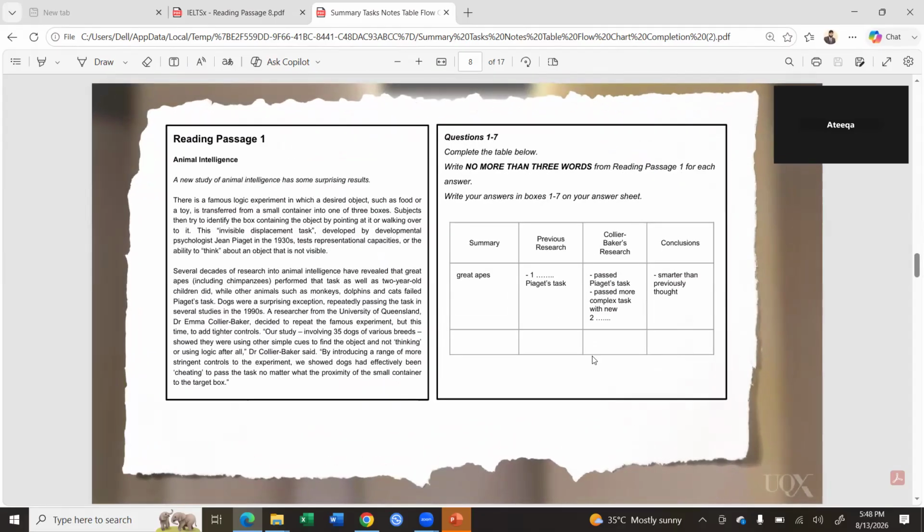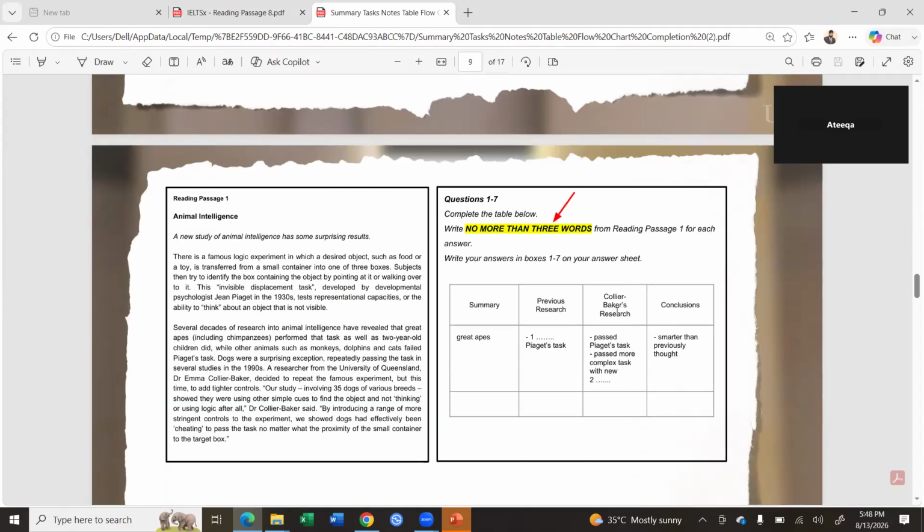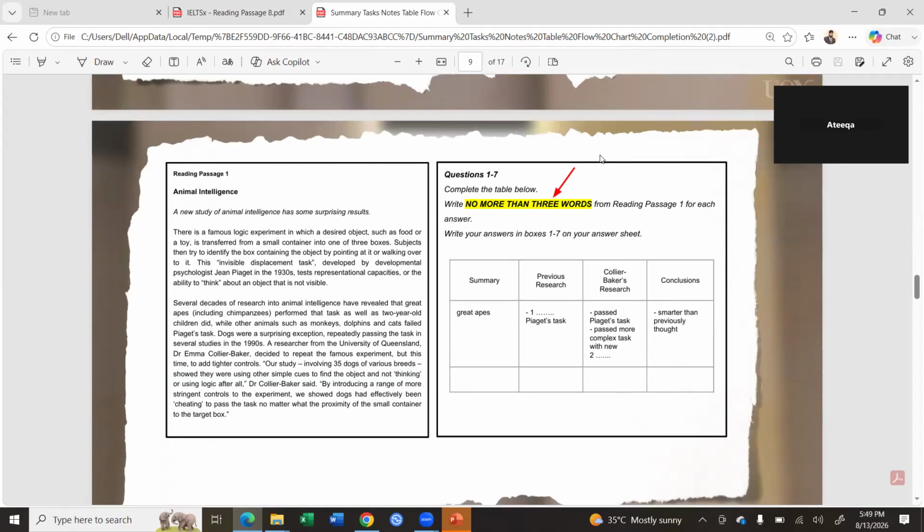Again, we have a table here, and we should not be writing more than 3 words from reading passage one. This is the passage one, and we should not be writing more than 3 words. How many questions do we have? Here we have only 2 questions, one and two. So we need to look for the keywords here. Piaget's task, right? And here we have past Piaget's task, then past more complex task with new dash. So with new, we should be looking for complex task with new dash, right? So these are actually the keywords with us. As you can see here, no more than 3 words are highlighted.